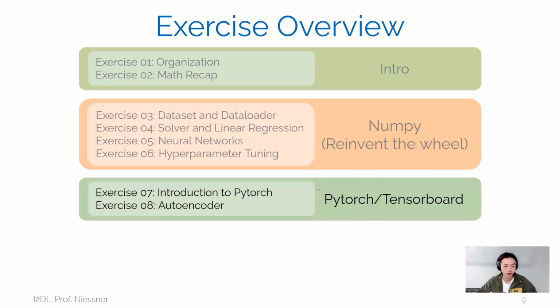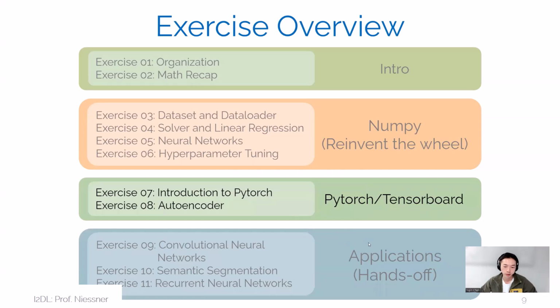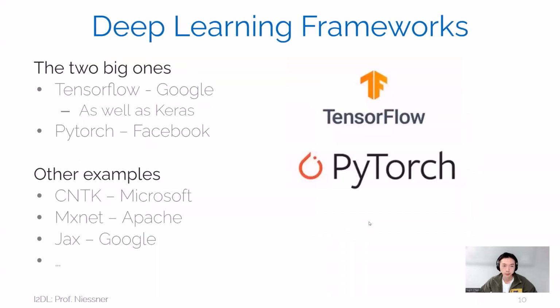From this exercise and the next one, we will use the very famous framework PyTorch, and also a tool called TensorBoard. This exercise is an introduction to PyTorch, and the next one is to use PyTorch to do a very simple task called autoencoder. And then we will have more applications. You can just use what you learned from the recent exercises to do more interesting training tasks like convolutional neural networks and also semantic segmentation tasks or even RNNs.